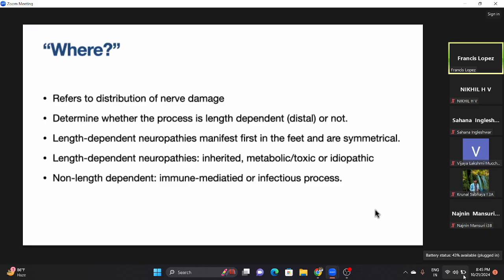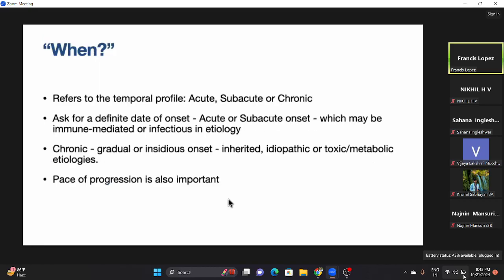Okay, for patients with infectious causes or immune-mediated causes, these are usually non-length dependent. And then of course, di ba, we have discussed in the first part of our lecture the time course or the temporal profile, whether this is an acute, subacute, or chronic symptom. Okay. Kasi for acute onset, this might be infectious or immune-mediated. For chronic onset, this can be inherited, idiopathic, or metabolic. But mind you, the pace of progression is also important. Okay.